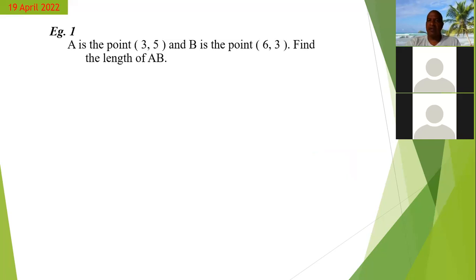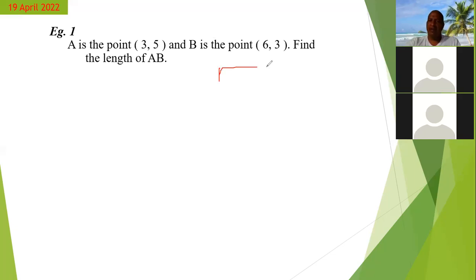All right, so the next thing that we're going to do now is to look at some examples. So for this example 1, it says that A is a point 3, 5 and B is the point 6, 3. Find the length of AB. Just going to give you about 3 minutes to try and do that. Remember the formula for the length? Let me write back the formula for the length for you.